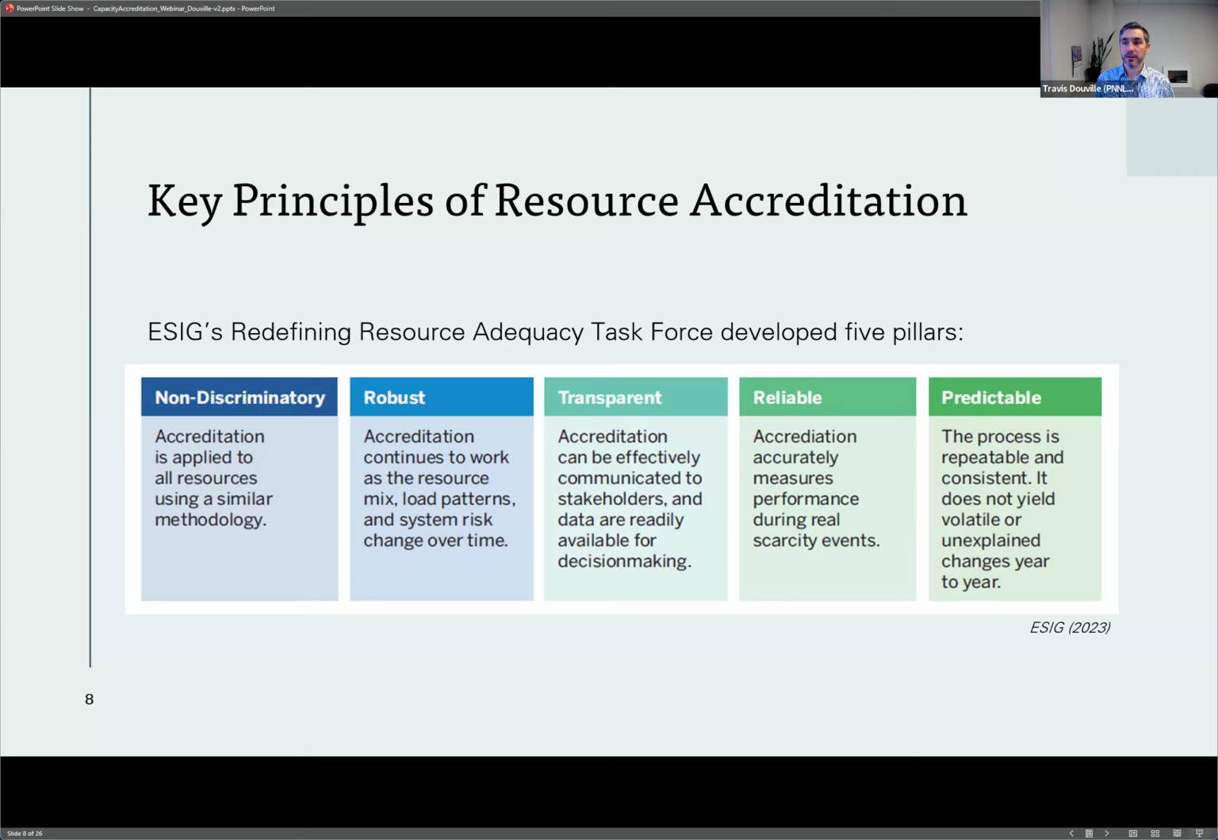Finally, accreditation needs to be predictable. The folks who are considering investments need to understand how their resources could be accredited on the system to marshal the resources required to serve that system. So these are the 5 pillars, the 5 guiding principles, I guess they're referred to as by ESIG, and I agree with them. I'd like you to keep these in mind as we go forward and as you think about resource accreditation in the future.